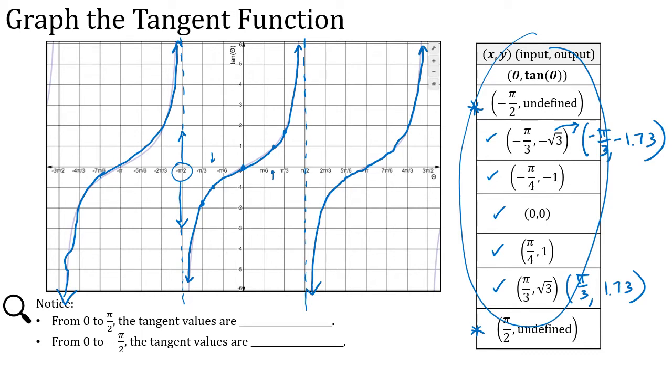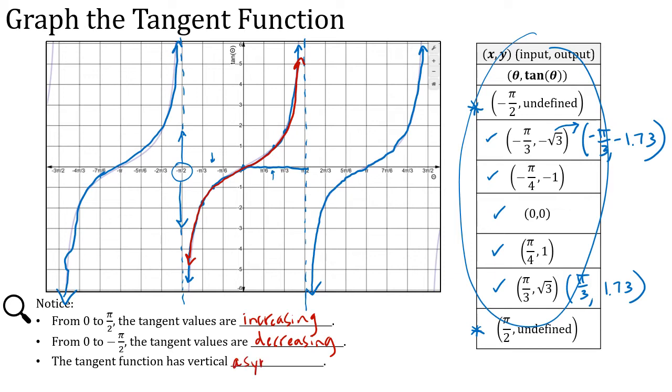So a couple things to notice. From 0 to pi over 2, what was happening there? The tangent values were increasing, weren't they? They were increasing. And from 0 to negative pi over 2, they are decreasing. They are decreasing. And then the only other thing to say, or just to formalize here, is that we've seen that this tangent function has vertical asymptotes.